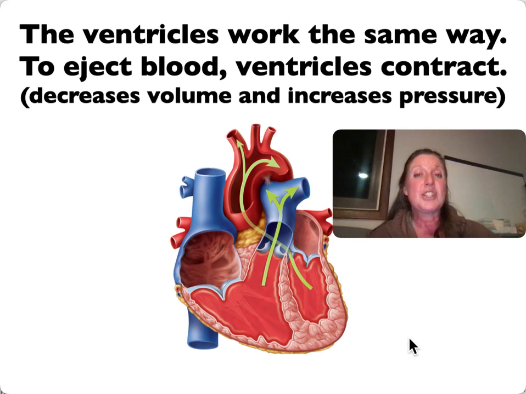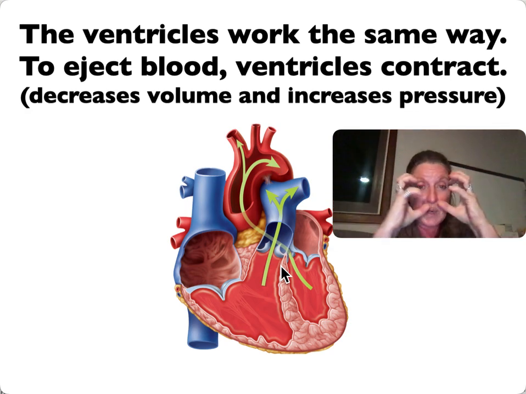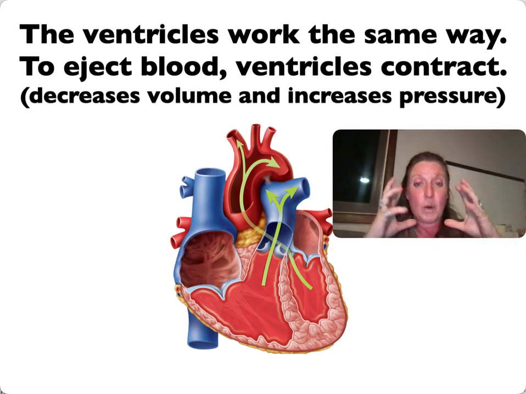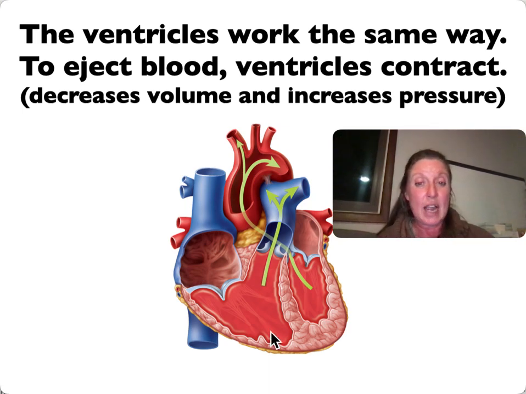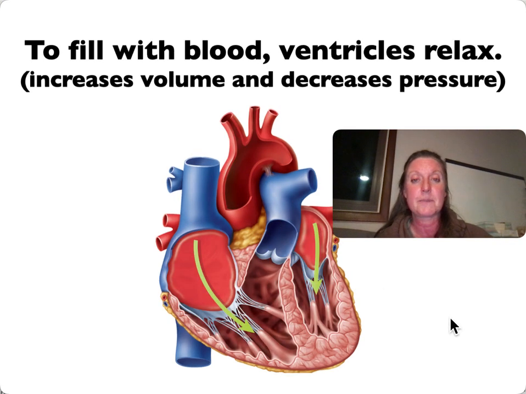In order to eject blood, the ventricles contract. When they contract, they're squeezing in, they're decreasing the volume, or the space of the ventricles, which means they're increasing the pressure inside the ventricles. And when the pressure in the ventricles becomes higher than the pressure in the arteries, it pushes the valves open and the blood flows from the ventricles to the arteries.